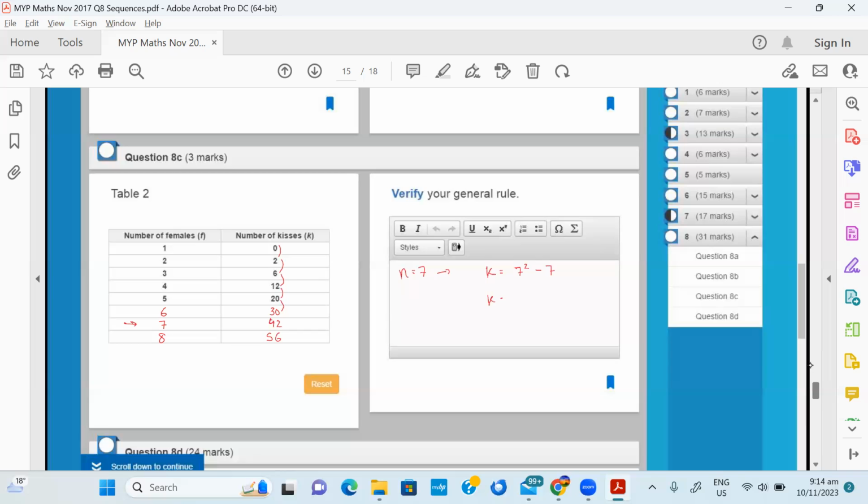K is equal to 49 minus 7. K is equal to 42, which is exactly the same as the answer that I wrote over here. You can see that. Then you can write your sentence as verified successfully, as I got the same answer, the correct answer as the predicted terms.